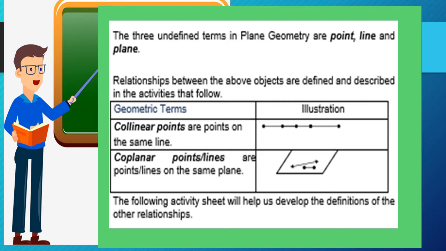We have the geometric terms in the first column and illustration in the second column. Collinear points are points on the same line. As you can see in the figure, the points lie on the same line. Second, coplanar points or lines are points or lines on the same plane. As you can see in the figure, there are also points that lie on the same plane. The following activity sheet will help us develop the definitions of the other relationships.